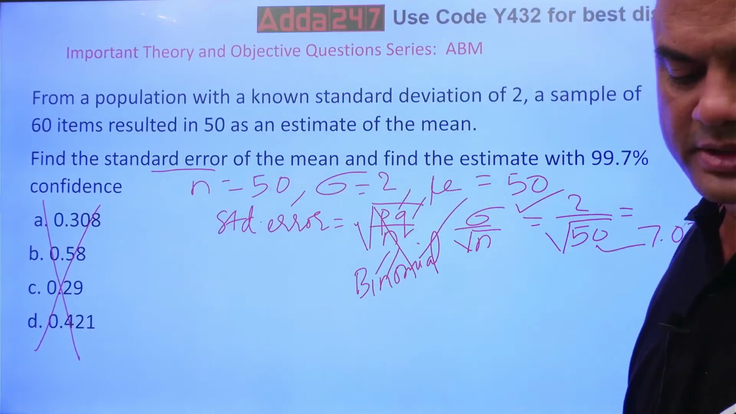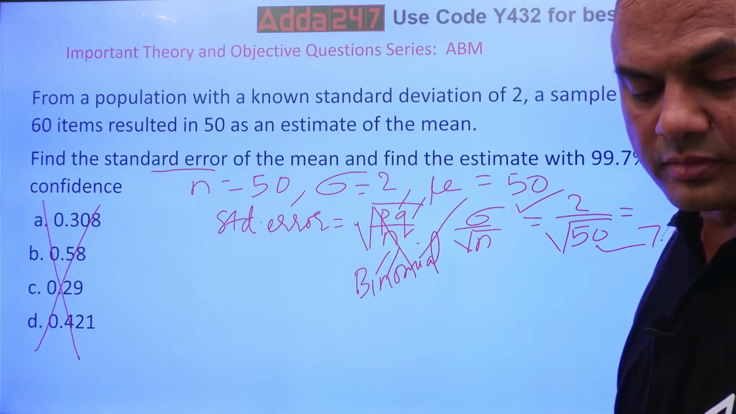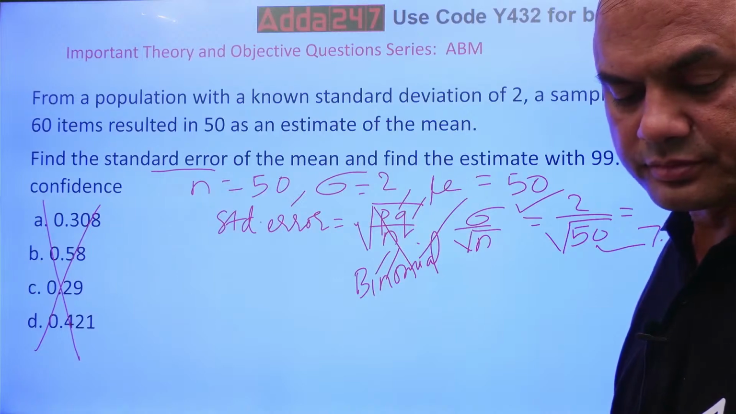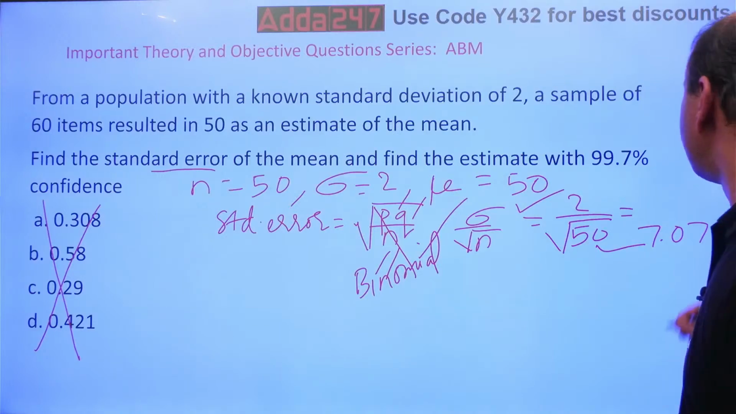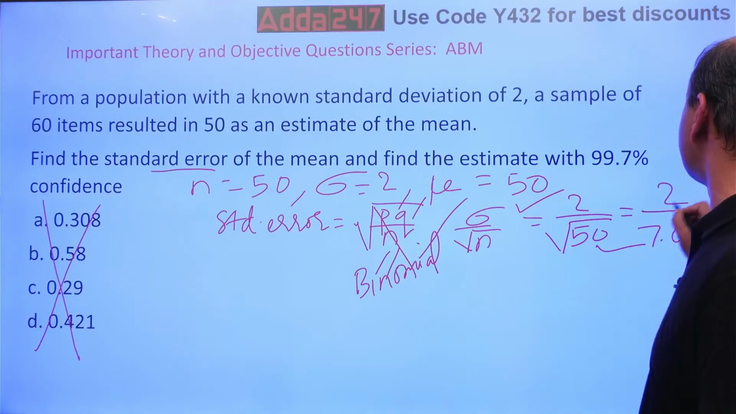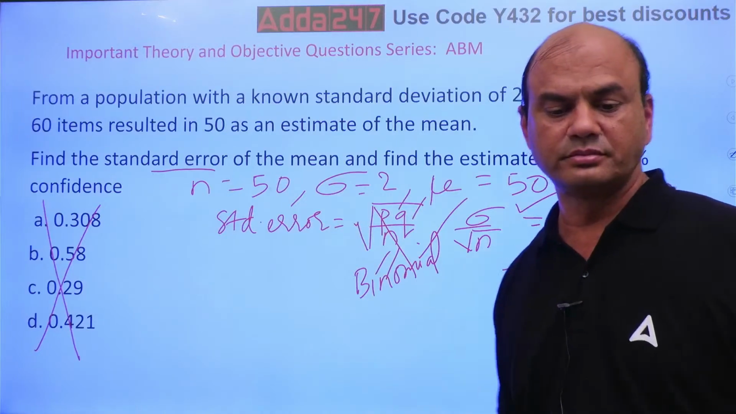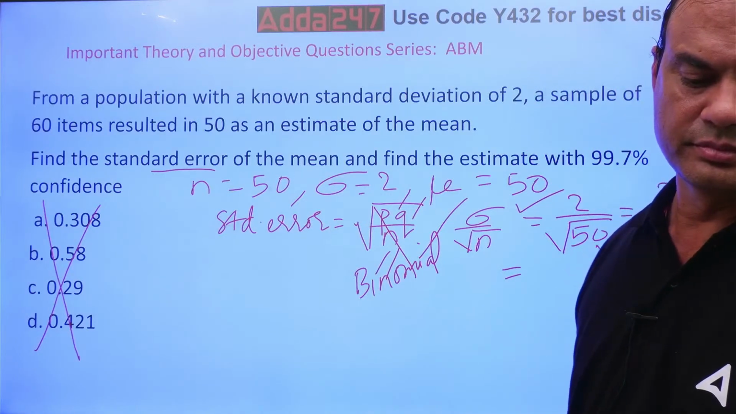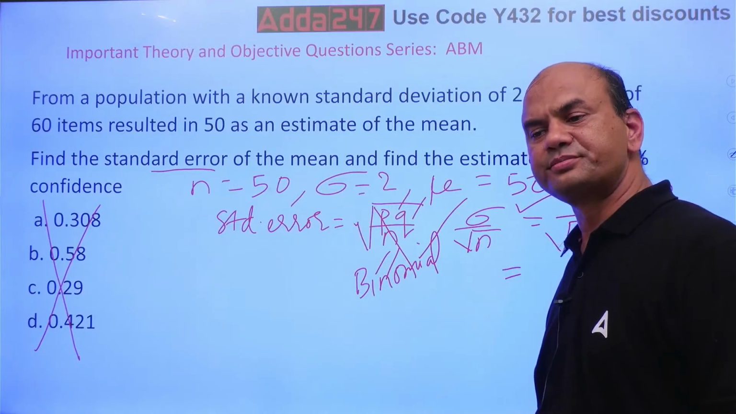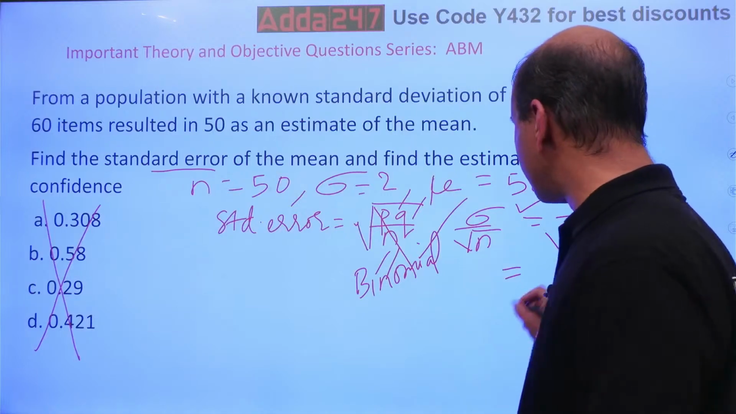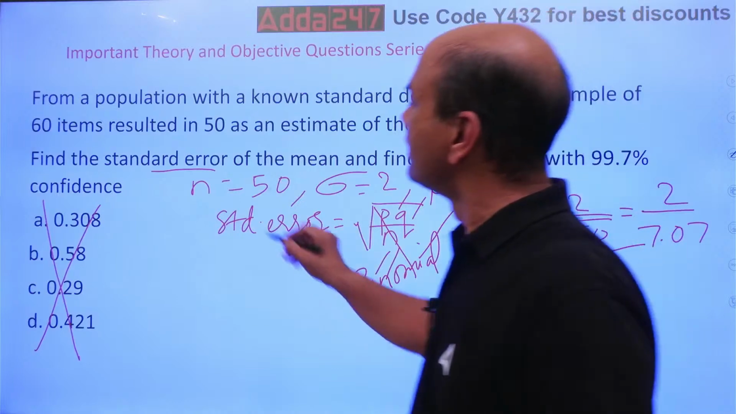Everyone, give me the answer from your side. Always I am giving the answer. What is the answer, 2 upon 7.07? Let me see in the comment section. 0.28, correct? 0.28. So the first answer, find the standard error, you got it.